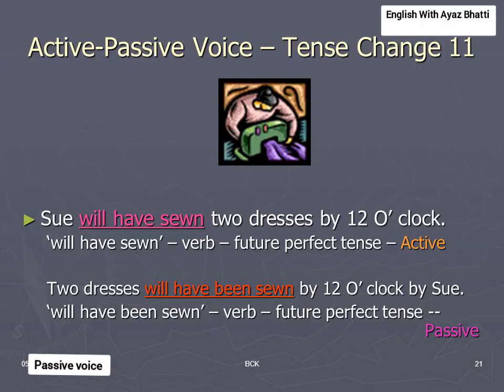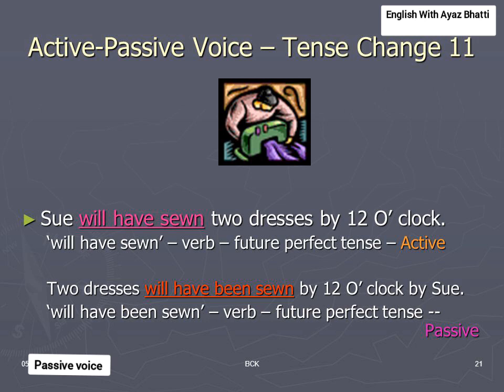Active passive voice, tense change 11. Sue will have sewn 2 dresses by 12 o'clock. Will have sewn, verb, future perfect tense, active. 2 dresses will have been sewn by 12 o'clock by Sue. Will have been sewn, verb, future perfect tense, passive.